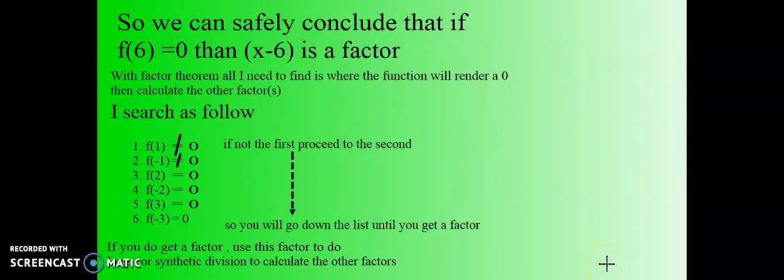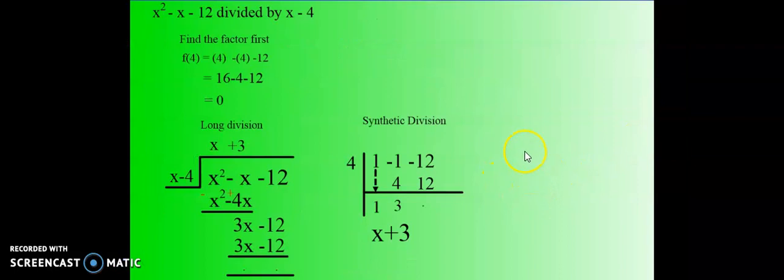I can calculate the other factors by merely doing multiplication, or I can do long division, or I can do synthetic division. We are all on the same page here. Multiplication, long division, or synthetic division. Let's now look at an example as to how to solve this.